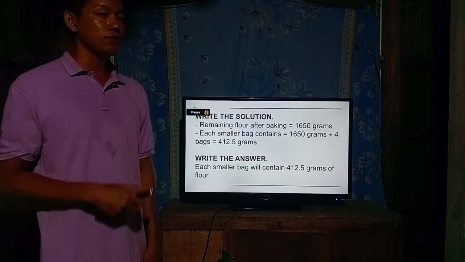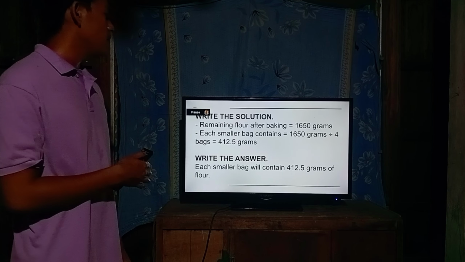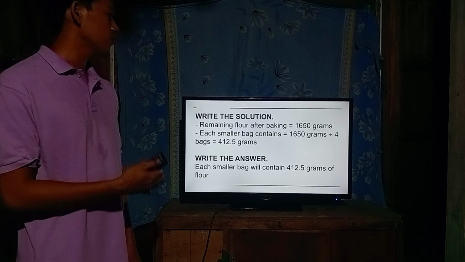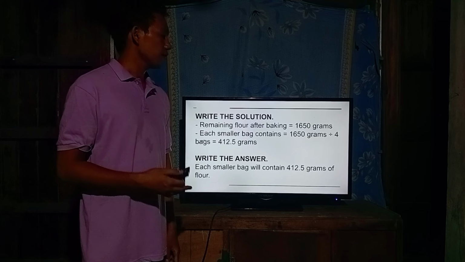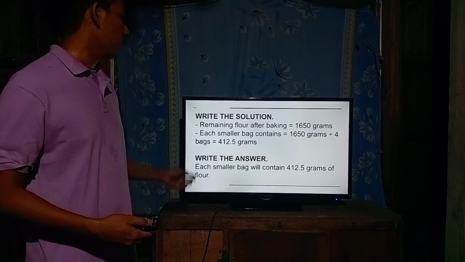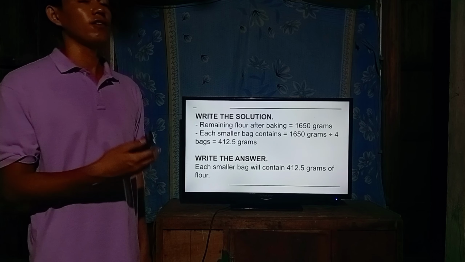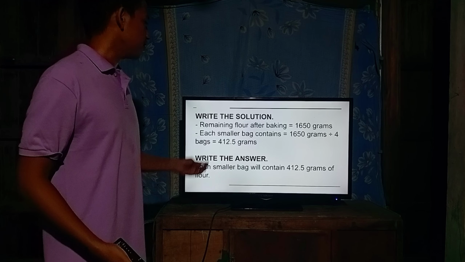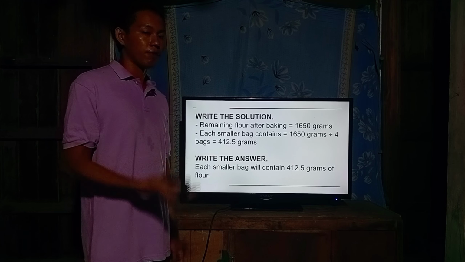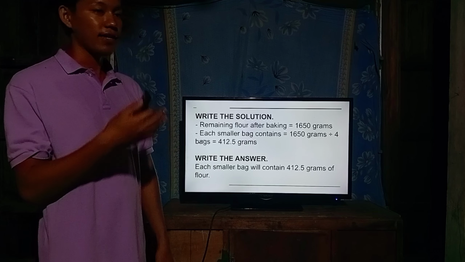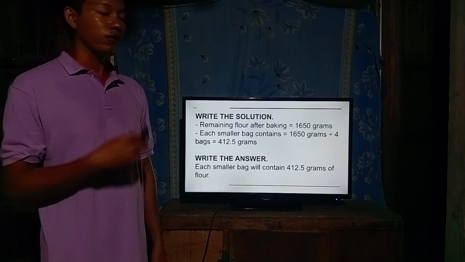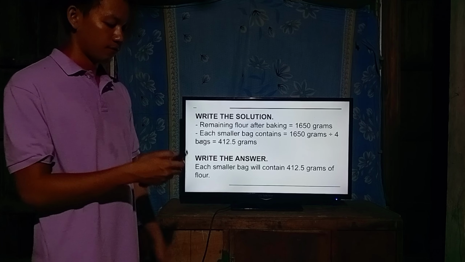After that, write the solution. So remaining flour after baking is 1,650 grams. Each smaller bag contains 1,650 grams divided by 4 bags, so a total of 412.5 grams. So each bag katong upat ka buok kay maka-contain siya og 412.5 grams. So now, the last step would be write the answer. So each smaller bag will contain 412.5 grams of flour.